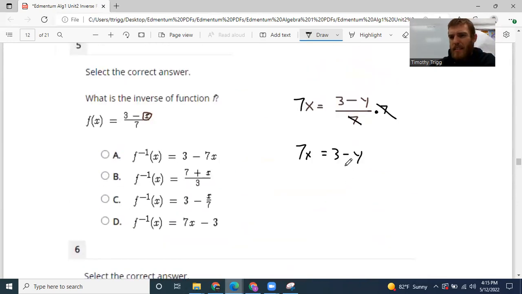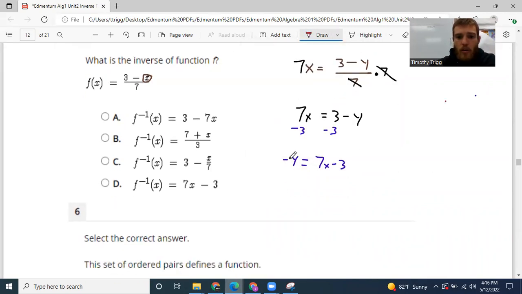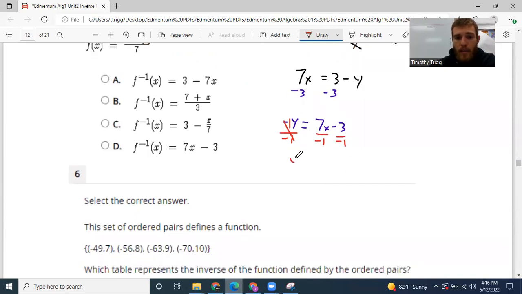Actually, for that one, since it's a negative y, I'll go ahead and finish this up for you. Let's subtract 3 from both sides of the equation. Here we have negative y equals 7x minus 3. Now notice this is a negative y. How do we get rid of that negative? You could think of it as a negative 1 in front here. So we can divide by negative 1 to cancel it out, which means you have to divide these terms over here by negative 1 as well, giving us y equals negative 7x plus 3. Replace y with f inverse, and you're done.